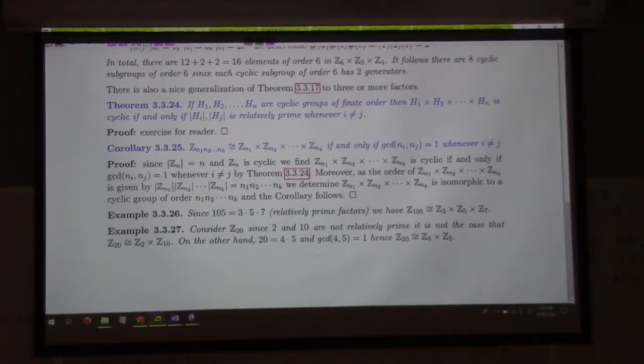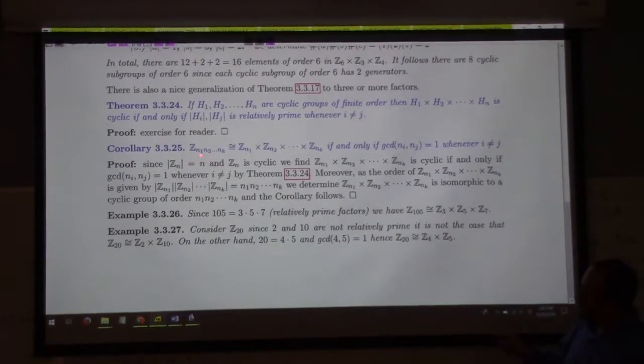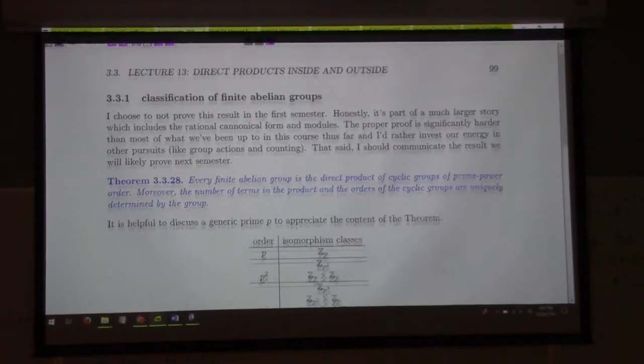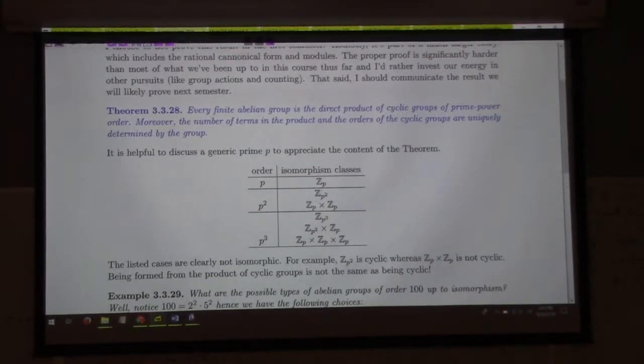You can generalize: Z_{n1 n2 ... nk} is isomorphic to Z_{n1} cross Z_{n2} cross ... cross Z_{nk} if and only if they're all coprime, right? And then finally, I share with you guys at the end the fundamental theorem of finite abelian groups, which is that if you have a finite abelian group, it's a direct product of cyclic groups of prime power order, and the number of terms in the product and the orders of the cyclic groups are uniquely determined by the group. So if you've got a group of order p, it's Zp up to isomorphism. For p squared, it's either Z_{p^2} or Zp cross Zp. For p cubed, it's this, or that. And that's pretty much it.